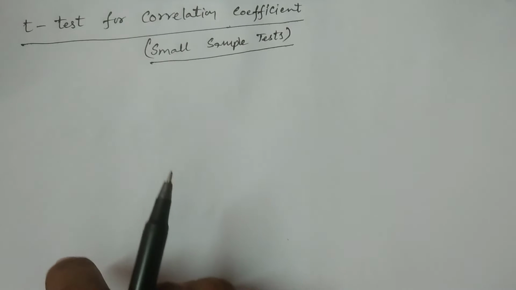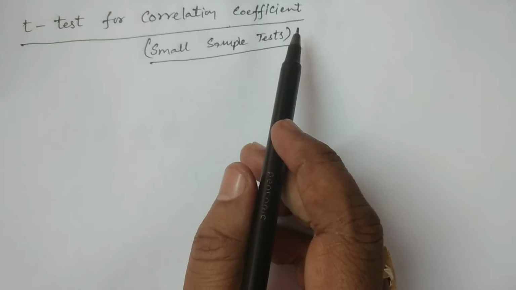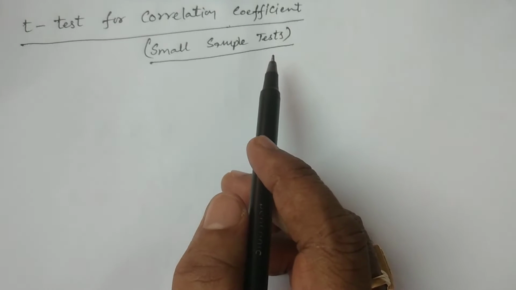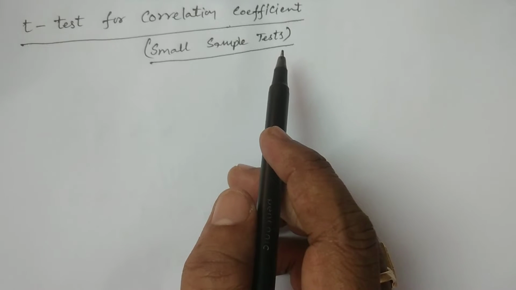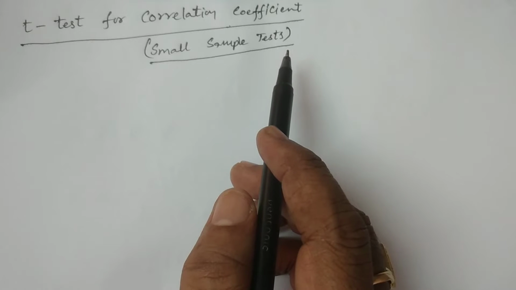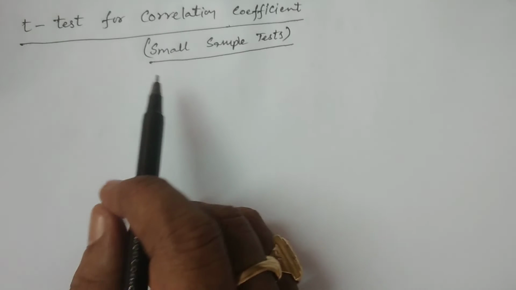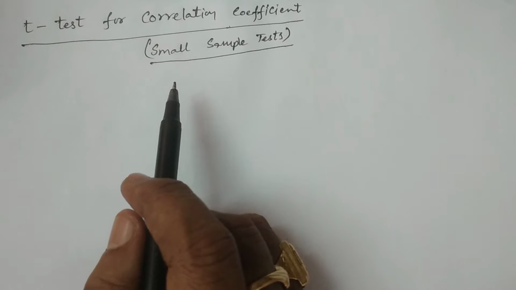In this lesson, I explained the t-test for correlation coefficient. It is also a small sample test. We have a test for the correlation coefficient in large samples as well. So this is the small sample test. The correlation coefficient test exists for both large and small samples. In the large sample, we use the normal distribution. In the small sample, we apply the t-distribution.